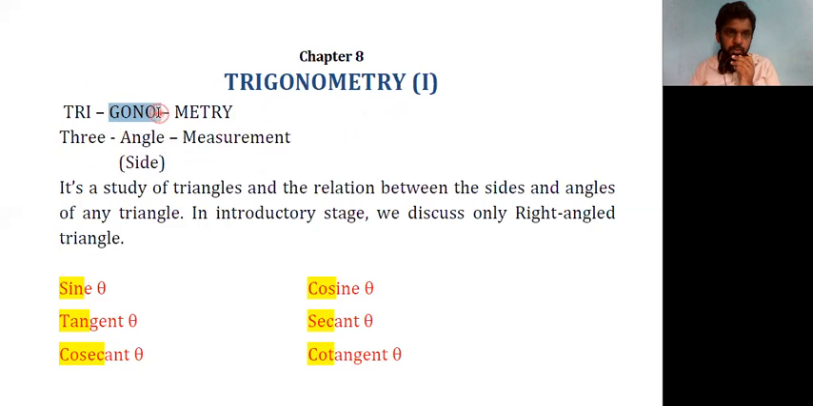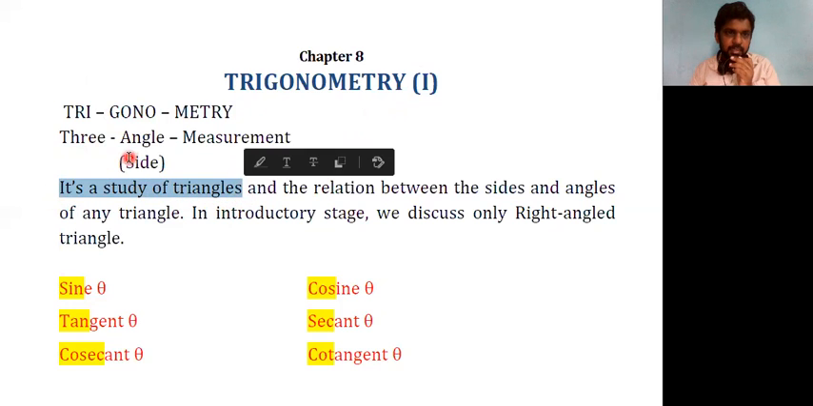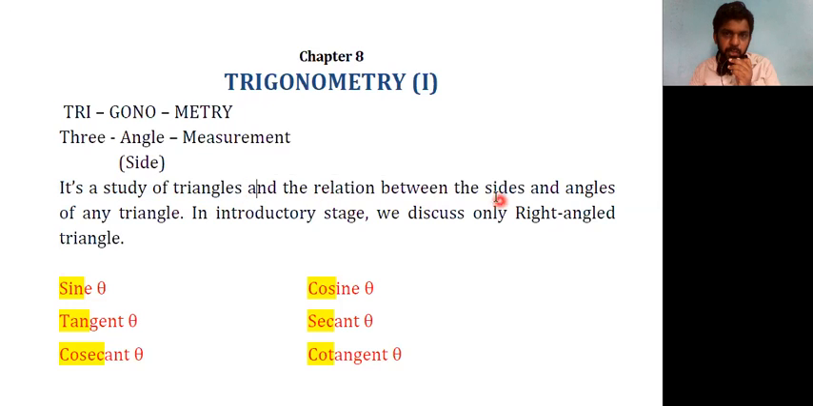Some authors use this gono as side. So it can be said as three-side measurement also. Never mind, the concept is it's a study of triangles which has three sides and three angles. Trigonometry gives you the relation between sides and angles of any triangle. So as this is the introduction stage, we'll be discussing only right-angled triangle in class 10.